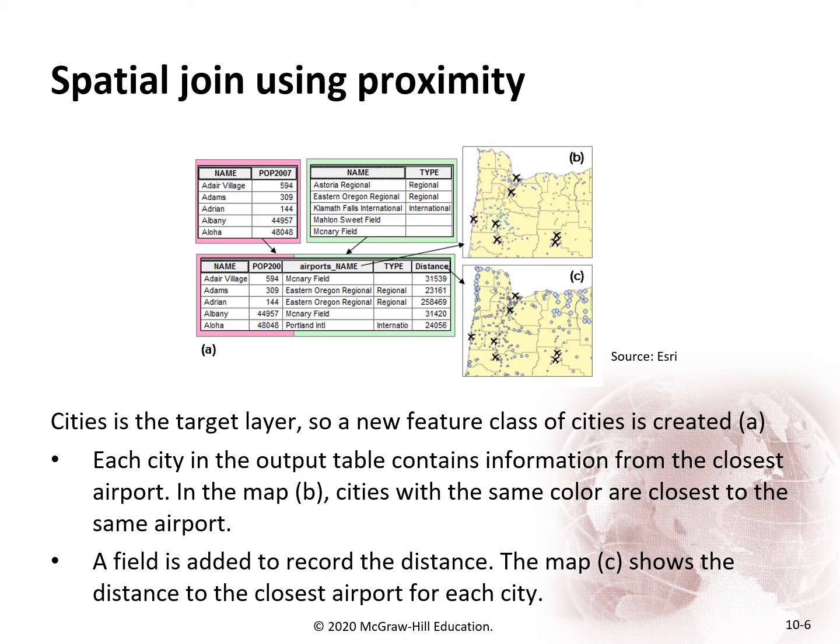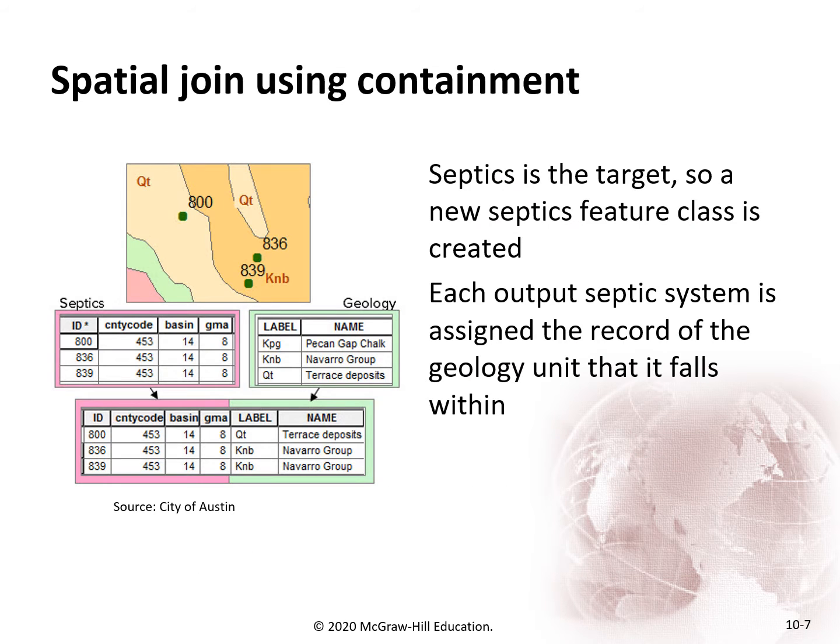That works good. Containment: septic systems are point features, and you simply want to know what geology unit they fall in. So how many septic tanks are located on whatever kind of geological deposit. Yeah, it has to be inside of it in order for it to count. You'll get a number. There were 6 of them, 7 of them, 8 of them, 1. Whatever it is.